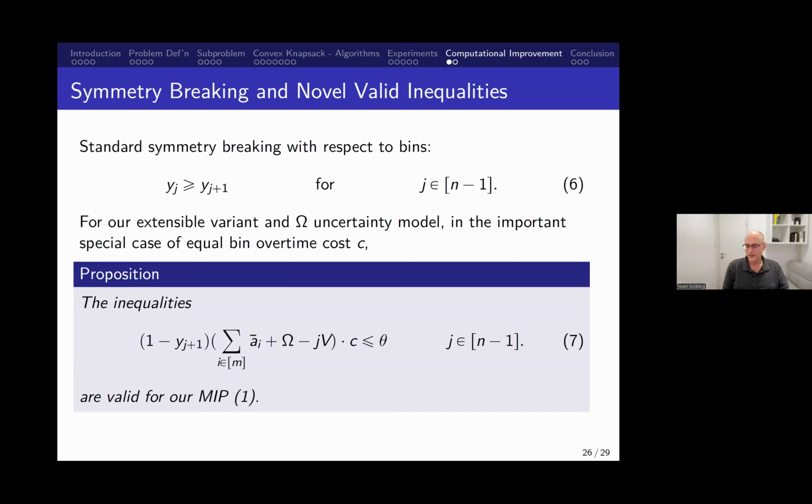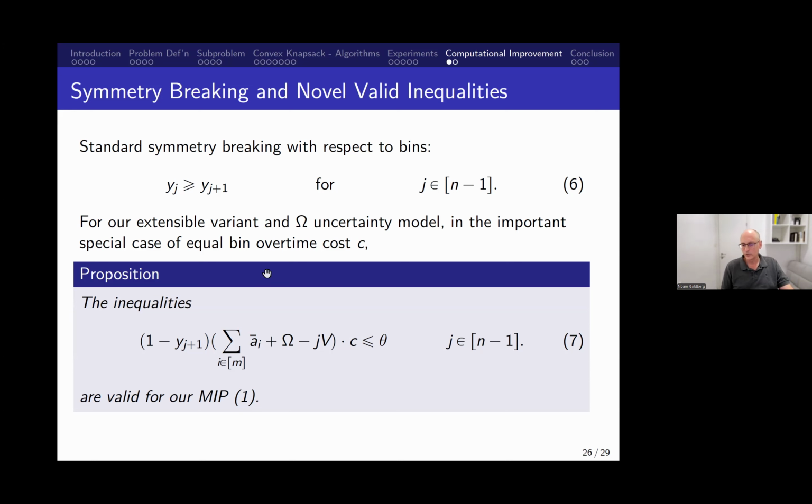Just before, we don't have so much time, so I try to speed this up. I promised some improvement. To get some improvement, this is fairly quick. We exploited well-known symmetry breaking inequalities. We ordered the bins so that a bin is opened only if the preceding bin is open. So bin J plus 1 can be opened only if the previous one is open.